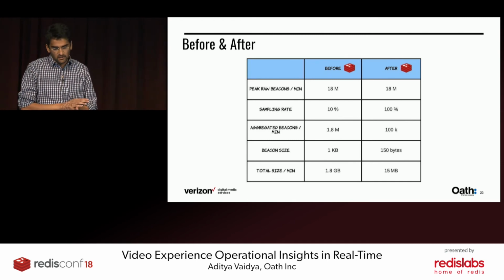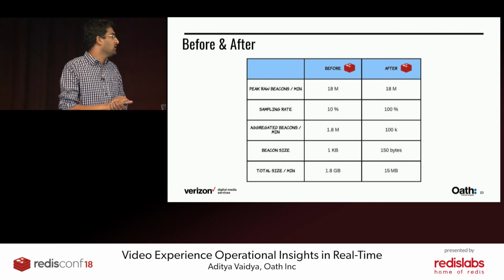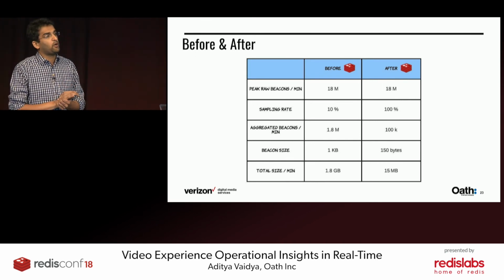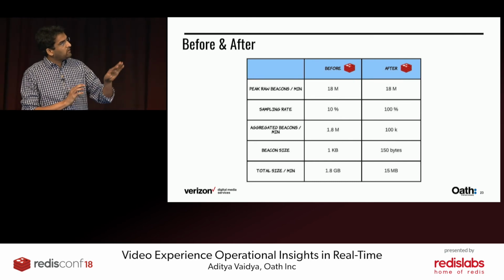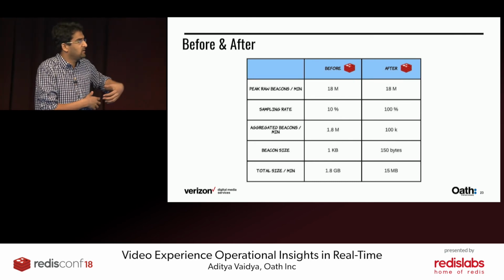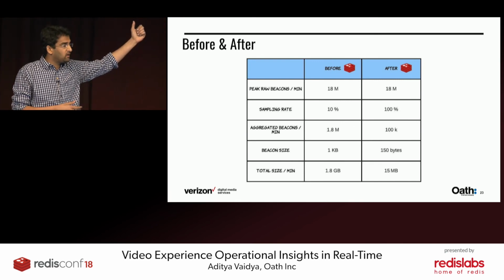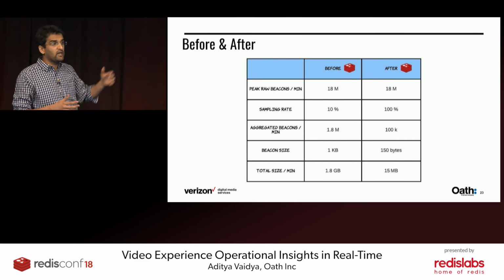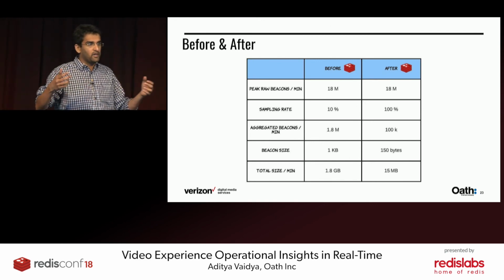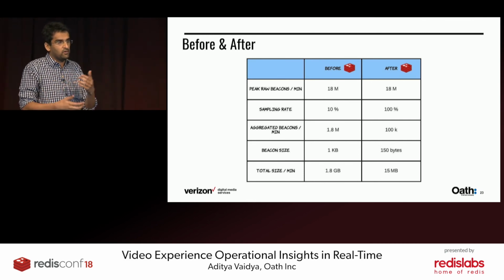In terms of size, because we were looking at raw data, each event is 1 kilobyte, and the total size was 1.8 GB. Now, after we started using Redis and doing pre-aggregations at different layers, for the same amount of data that needs to be aggregated, we were looking at 100% of the data. So we are not doing any sampling.